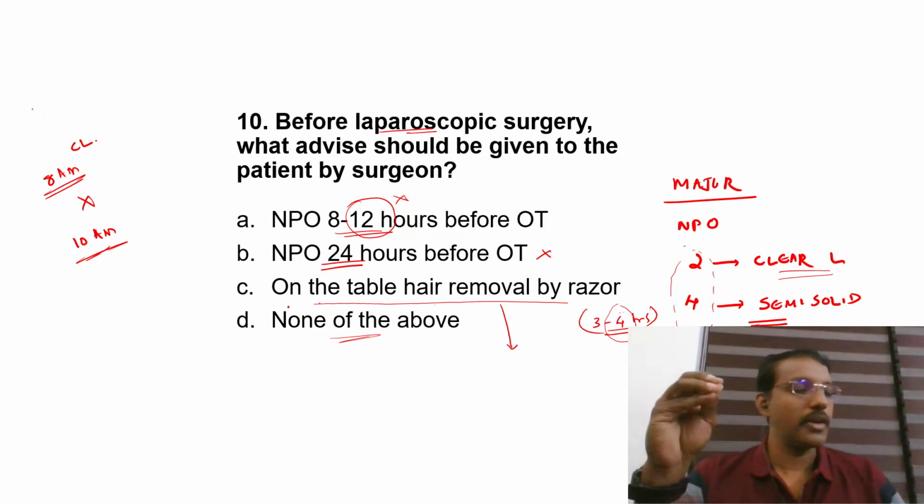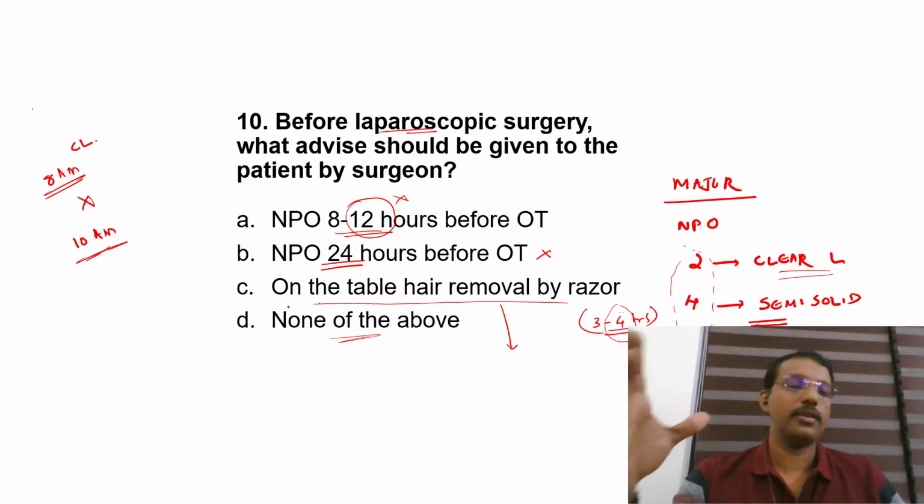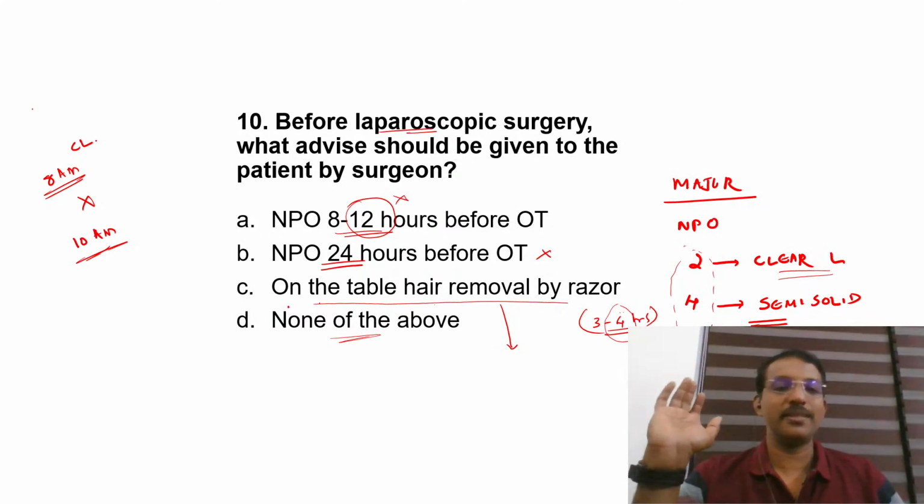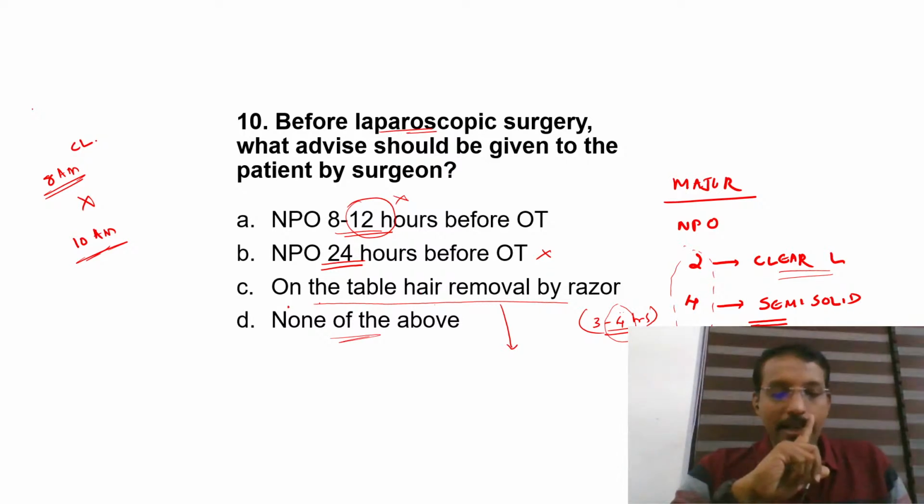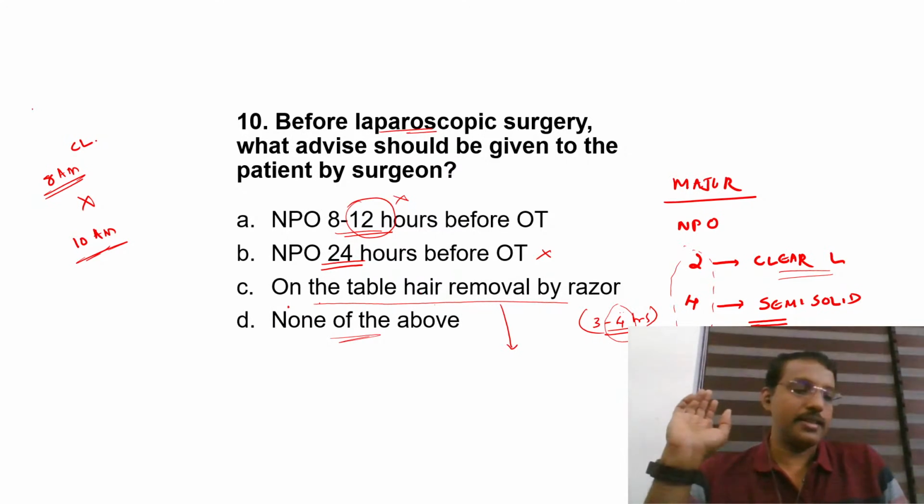Now Ayurvedic products depend upon what kind of Ayurvedic product they take. If it is a solid diet or a Chyavanaprash kind of thing, you should stop it 6 hours prior. There is no mention of that in any of the books, so I think you won't get a question. Formula milk is again considered as a solid diet, so 6 hours of fasting is needed.